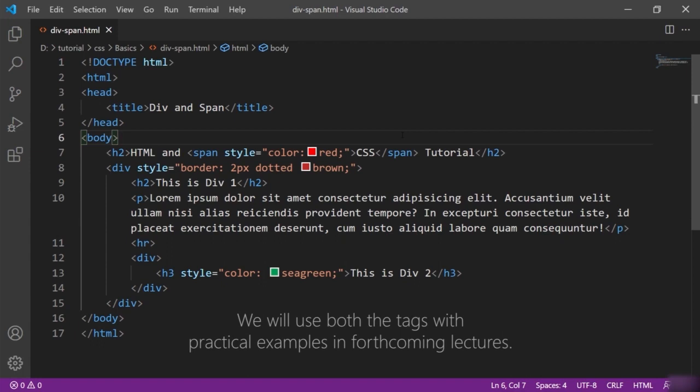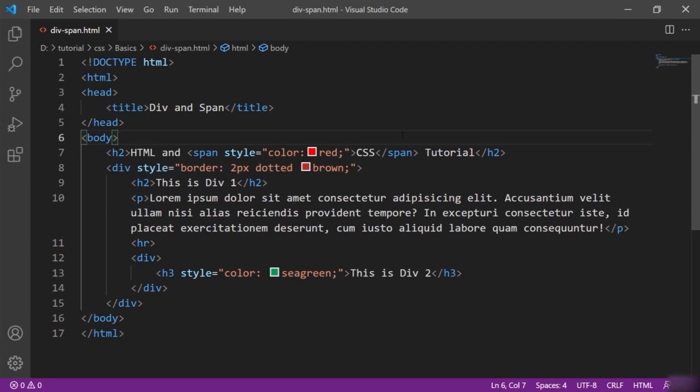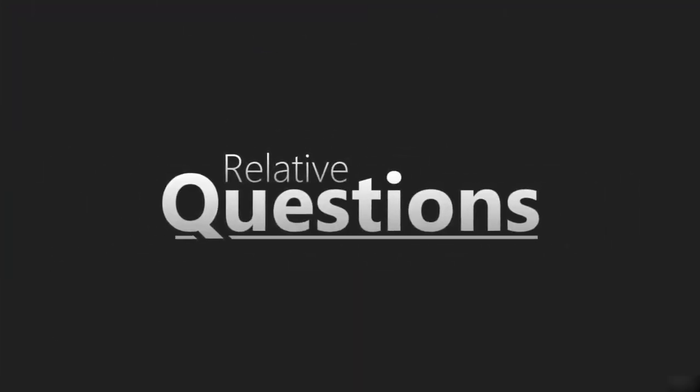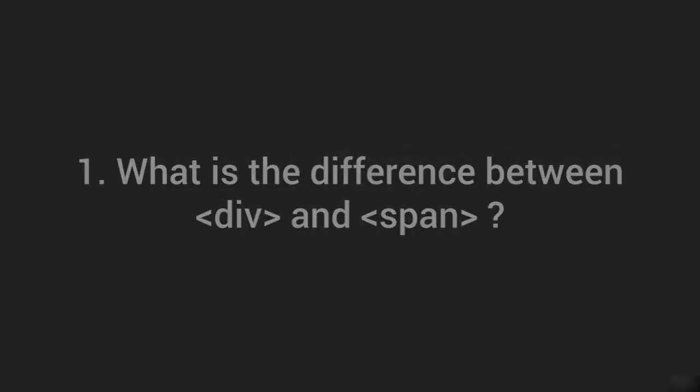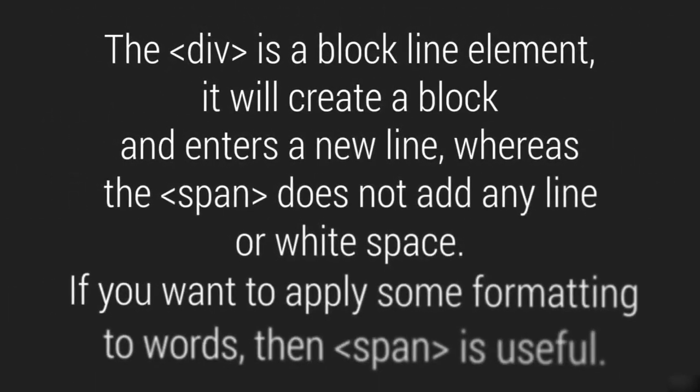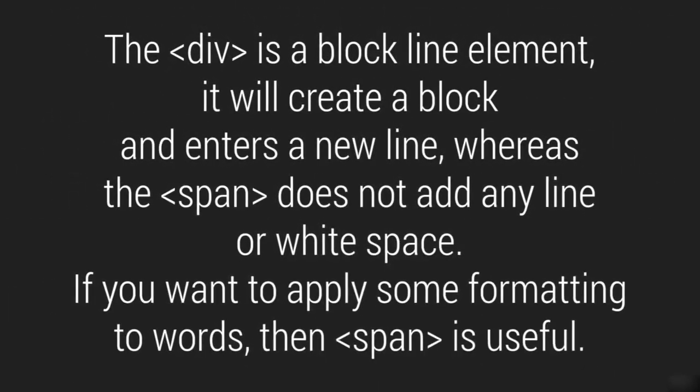Certainly we are going to use it often in the forthcoming sections with practical designs, so this will be more clear with practical implementations. Now let's talk about related questions. The question is, what is the difference between div and span? As I mentioned, div is a block-level element. That means it is going to create a block and enter a new line, whereas the span tag doesn't add any line or any white space. It is just there, and if you want to style or apply some formatting to words, then span is the tag which you would be using.